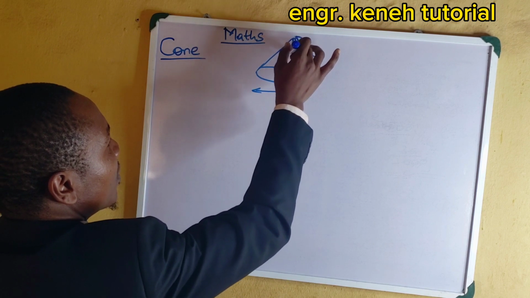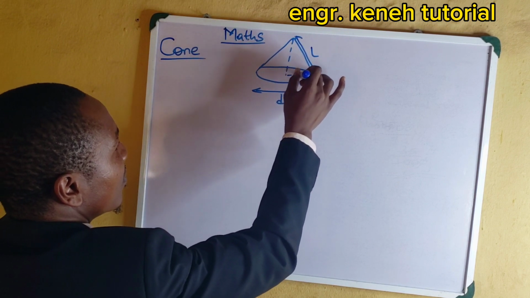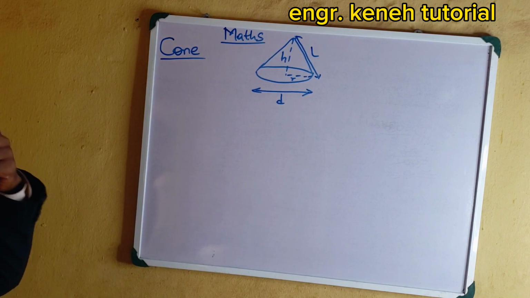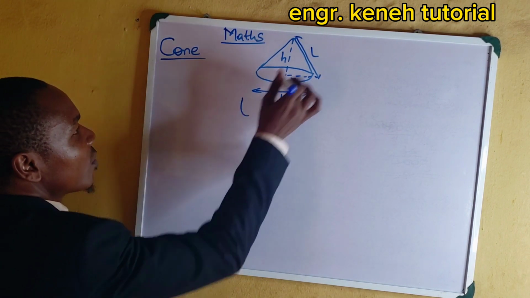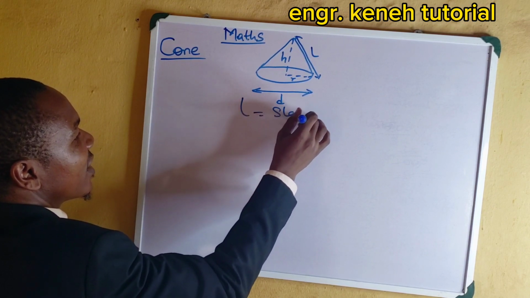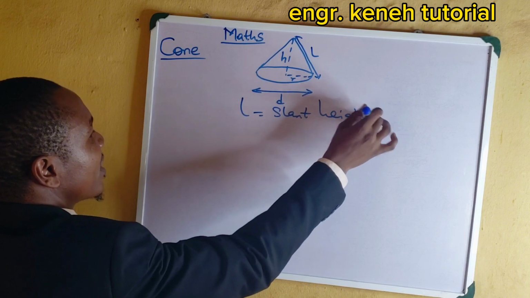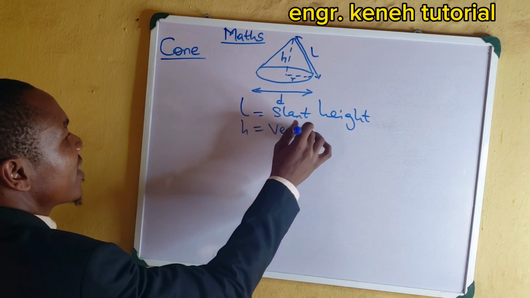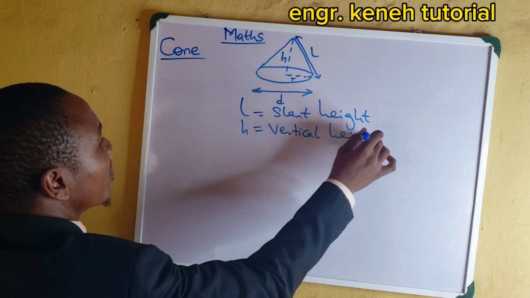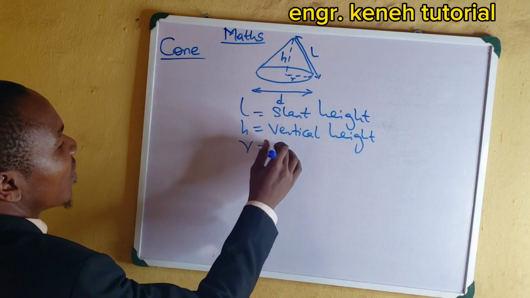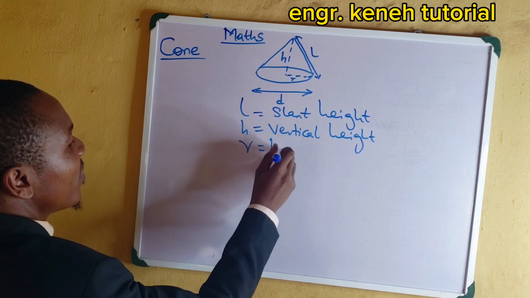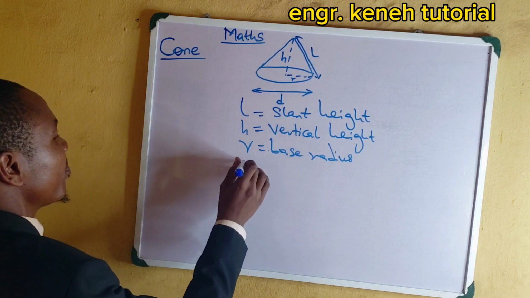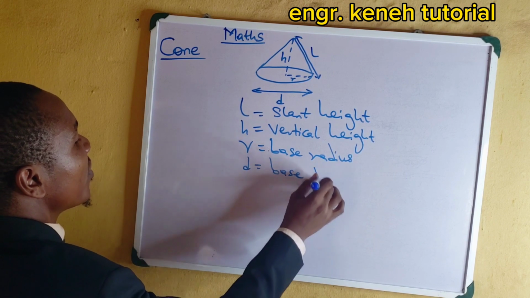So here, this one we denote it with H. This one we denote it with R. All right, this is a cone. So L, which is this side, we call it the slant height. H, which is this one, we call it the vertical height of a cone. R, we call it radius, base radius. D, we call it base diameter.